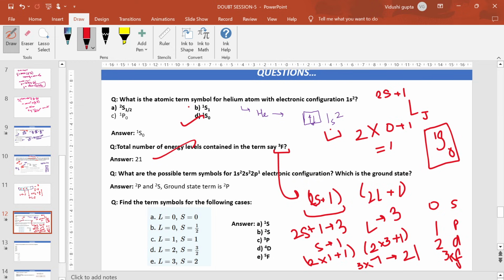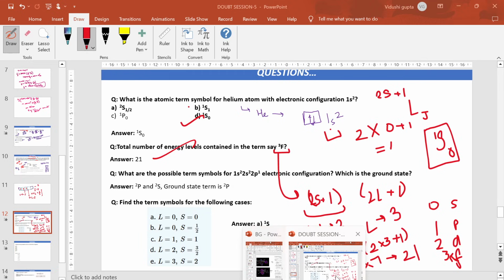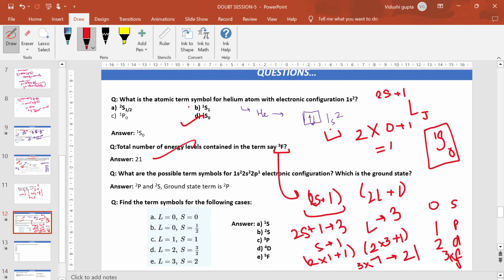Is this clear? Khalida Banu, Shriyansh Yadav, is this clear? Or should I repeat? Ma'am, you just repeat one more time, please. Okay. Which one? The first one, the second one? Second one. Okay.